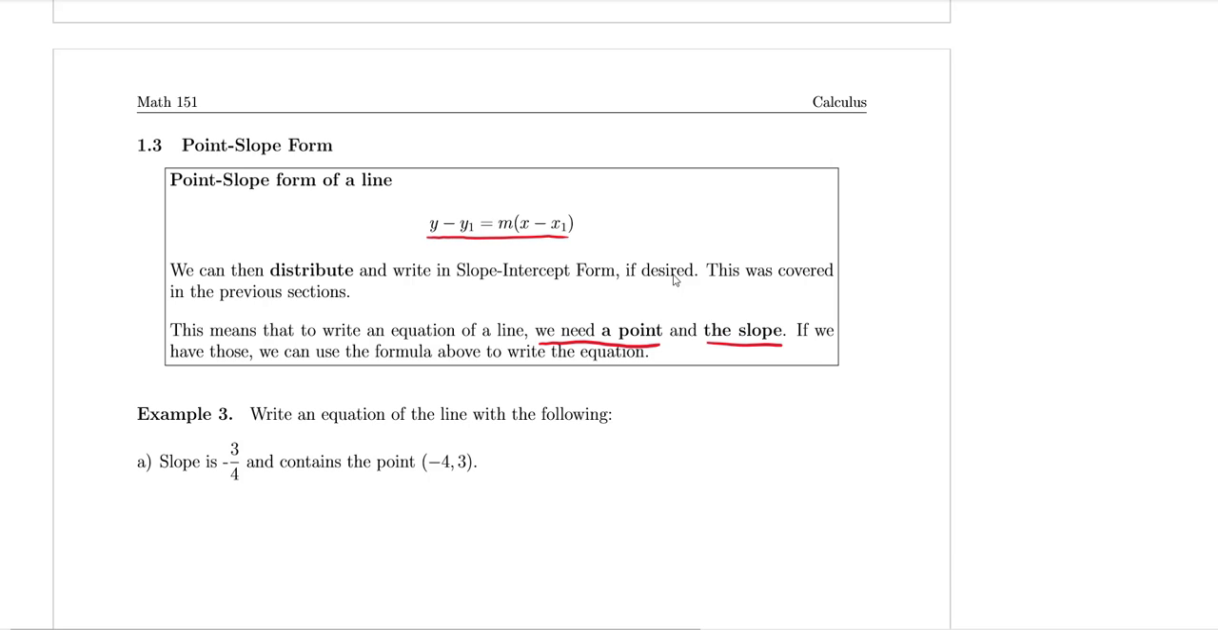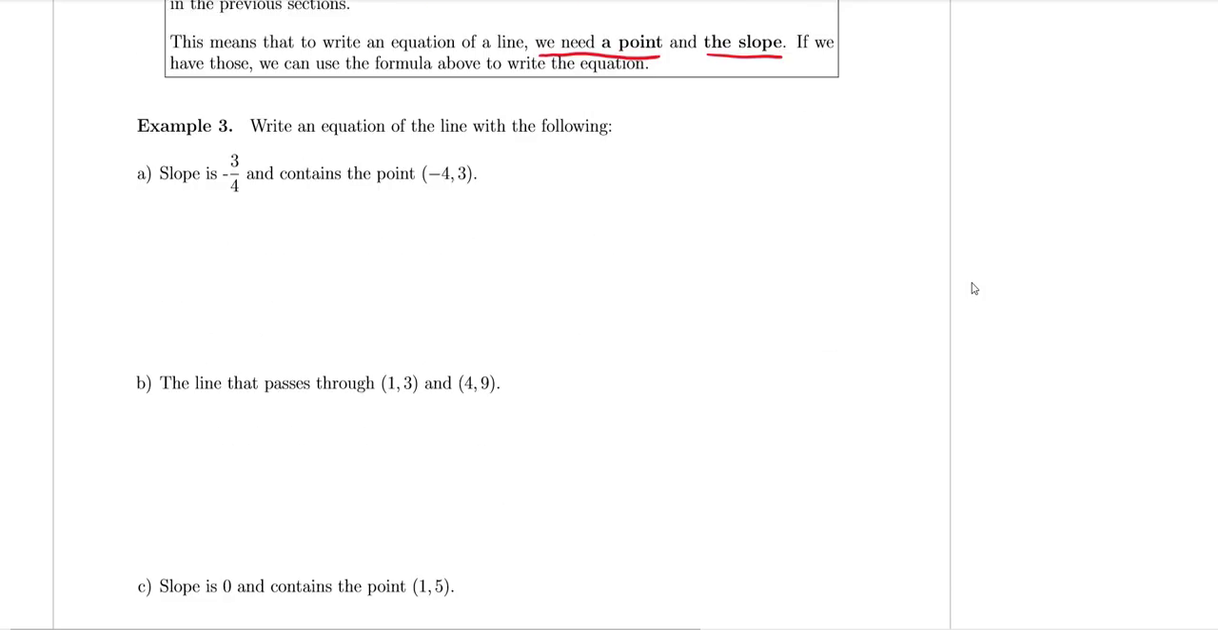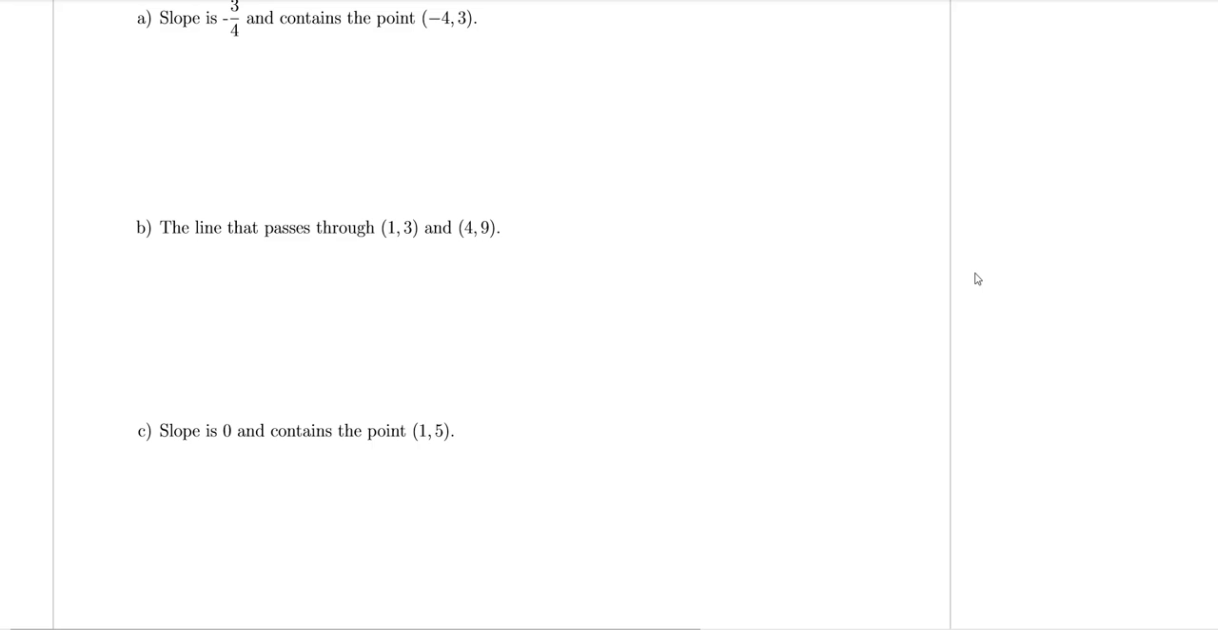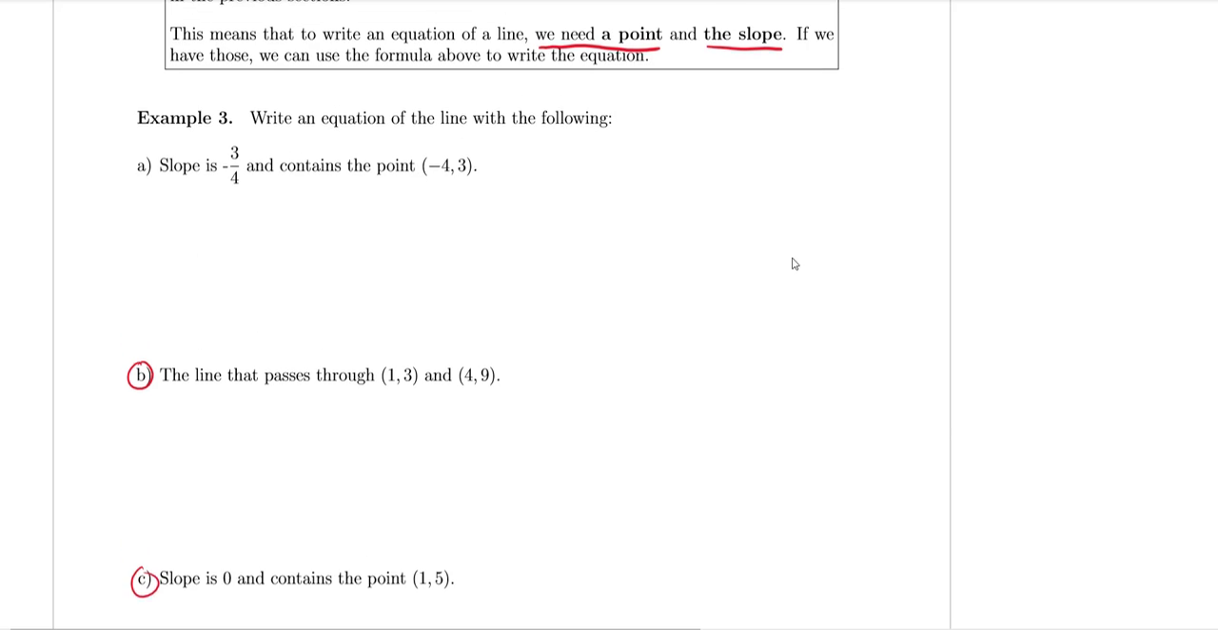Now let's practice with, let's say, 2 examples with the slope-intercept form. Let's do B and C. Okay, so let's see if we can write the equation for the line with the following conditions. The line that passes through the points 1, 3 and 4, 9.